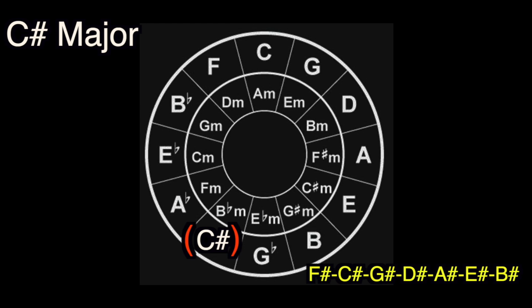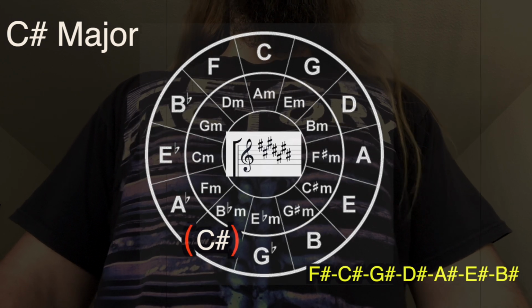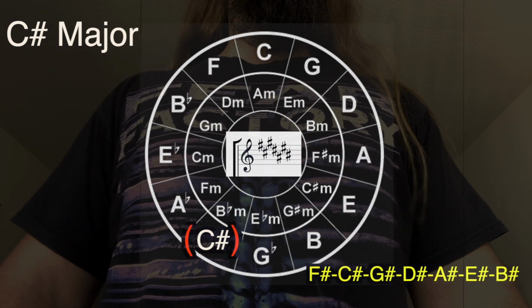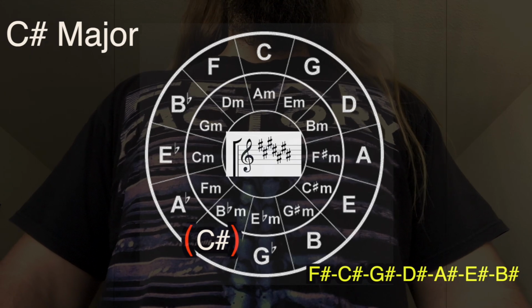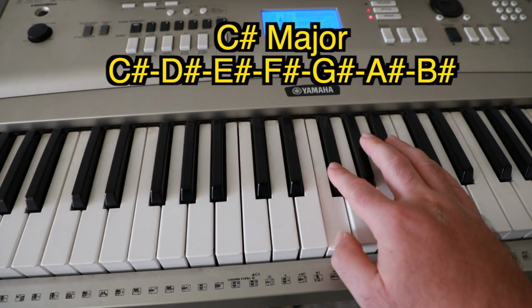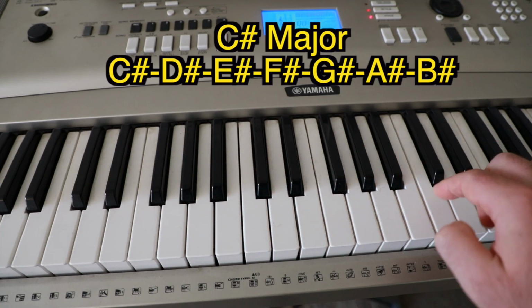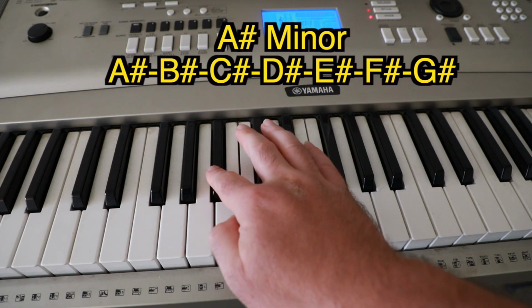And finally, we arrive at the last key in the sharp side, which is C sharp major. There's 7 sharps: F sharp, C sharp, G sharp, D sharp, A sharp, E sharp, and B sharp. Pray for protection from the Dark Lord if you ever have to play in this key. It is no bueno. The relative minor is A sharp minor.